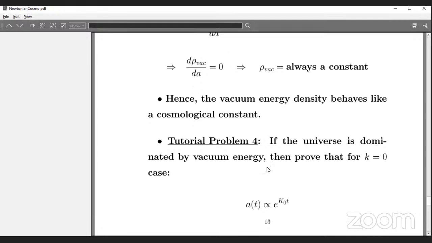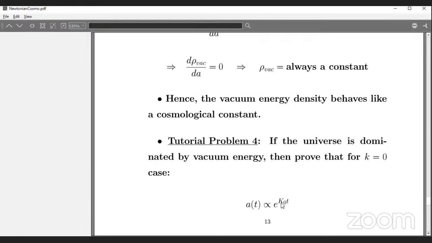So this brings us to the last tutorial problem. Please show, by using the fact we have just derived, that rho vac is always a constant. If the universe is dominated by vacuum energy, then show that for k equal to 0, using the first FLRW equation, the scale factor can be exactly derived to be proportional to e raised to the power k0 t. That means if the universe is vacuum energy dominated, the universe expands exponentially.